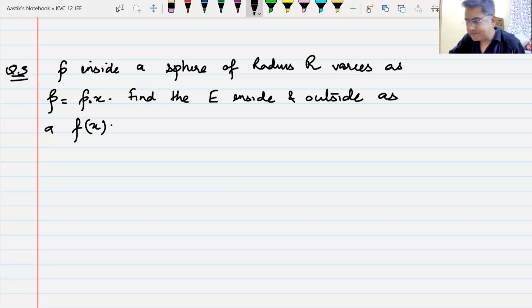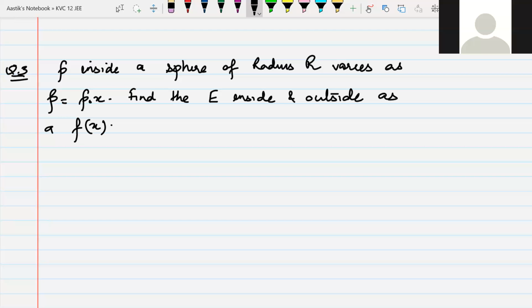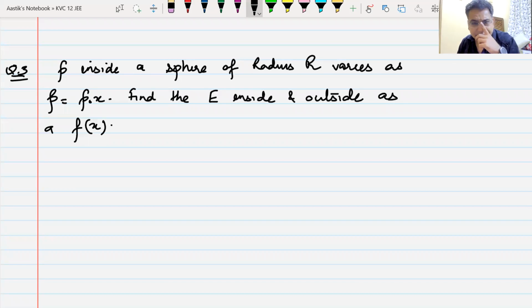Shall I do it? Rho r by epsilon naught? Rho x square by 4 epsilon naught. For which case? Inside, sir. Rho x square by 4 epsilon naught. How did you get it? Integrating dq, sir. Integrating dq.